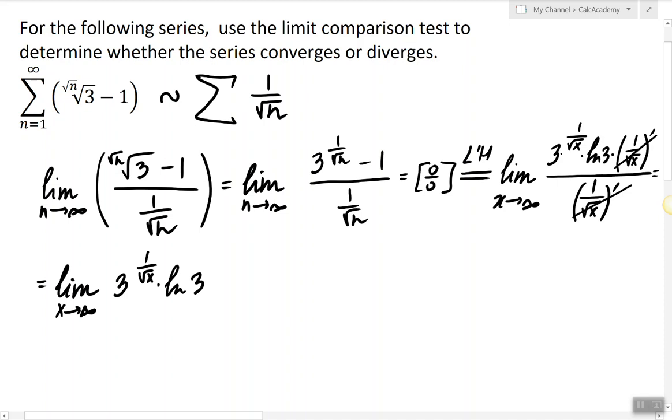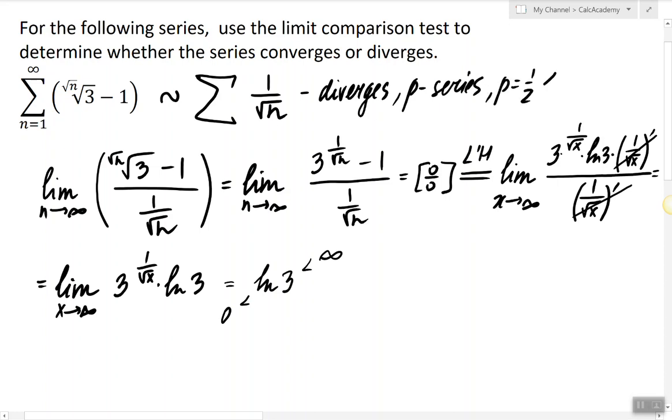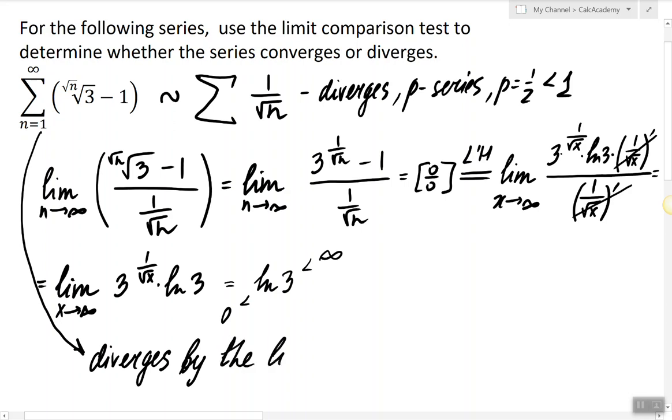As x goes to infinity, we have 3 to the power 0, which is 1, so this entire limit is ln 3, which is definitely less than infinity and greater than 0. Therefore, these two series behave alike, but the one that we are comparing it against actually diverges because it's a p-series with p equals 1/2, which is less than 1. Therefore, the original series diverges, and the reason is the limit comparison test.